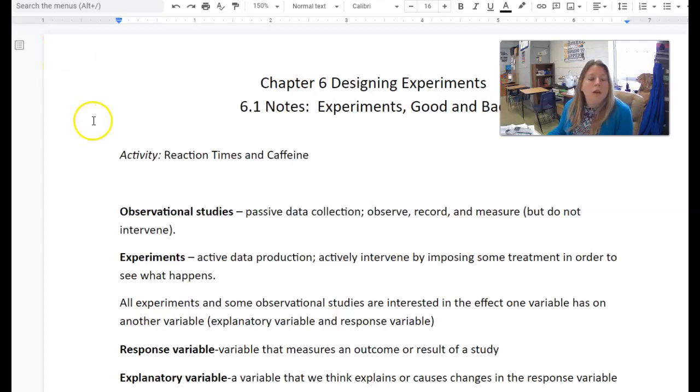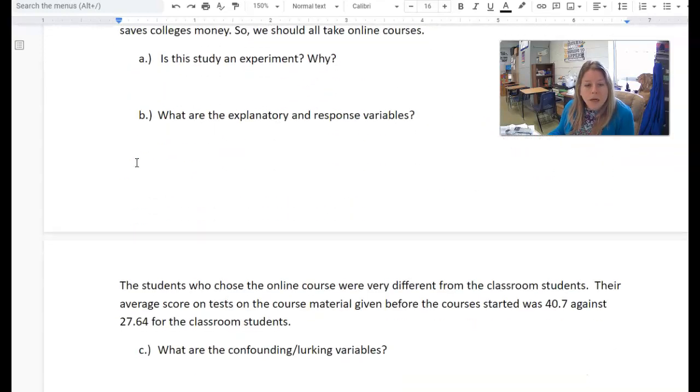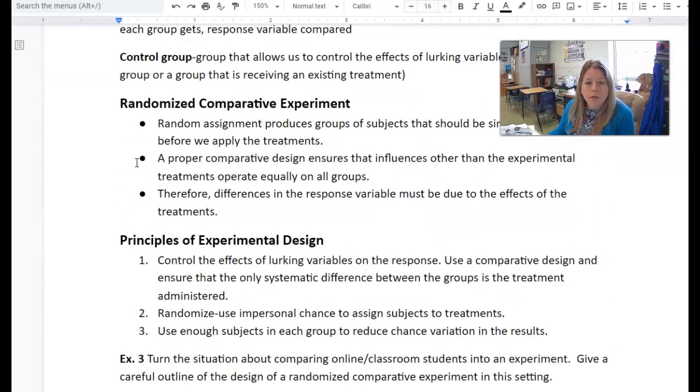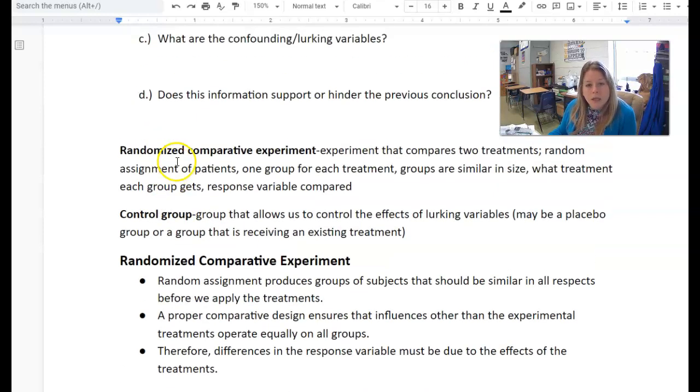Okay, we are going to finish our 6.1 notes today. We got past example 1 and we left off right here where it says randomized comparative experiment. An experiment that compares two treatments. It has a random assignment of patients. That's where we get the randomized word. That's important. One group for each treatment. Groups are in similar size. And what treatment each group gets and the response variable compared. So those are all parts of the randomized experiment.